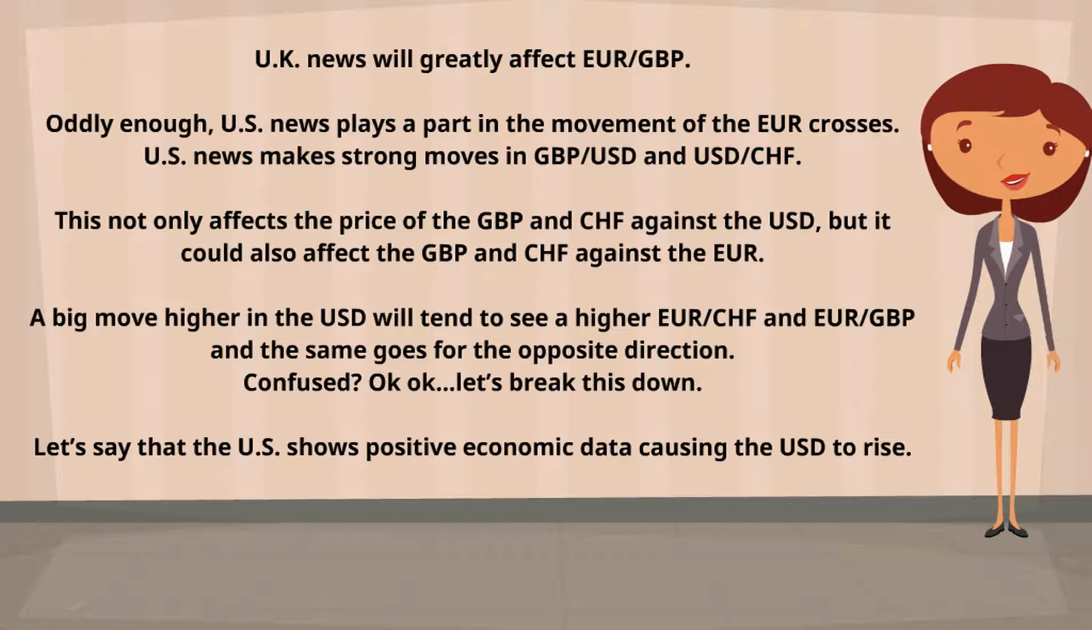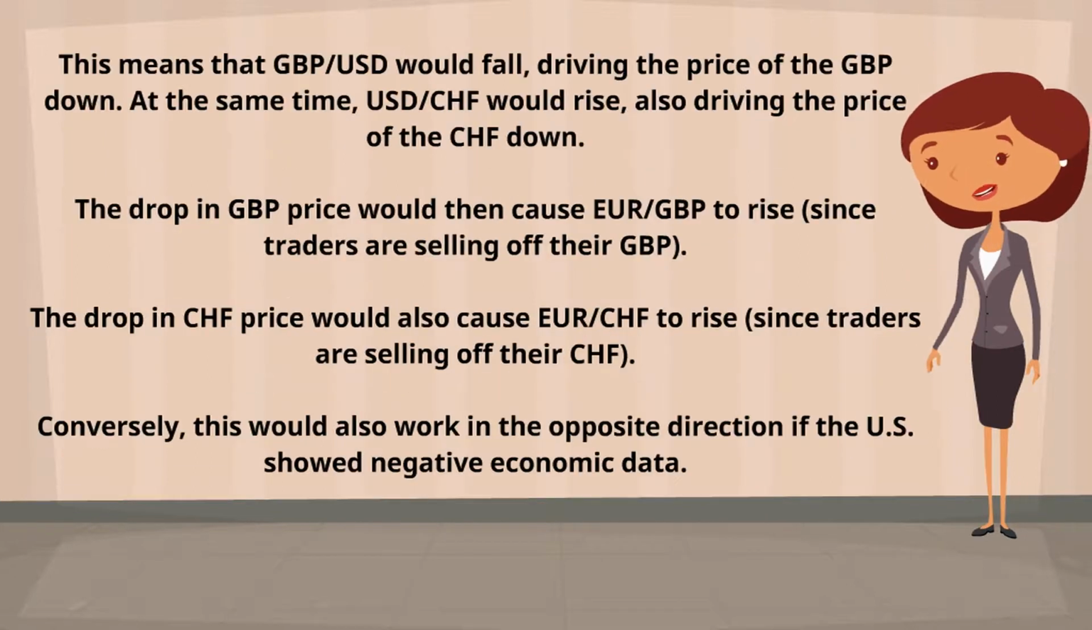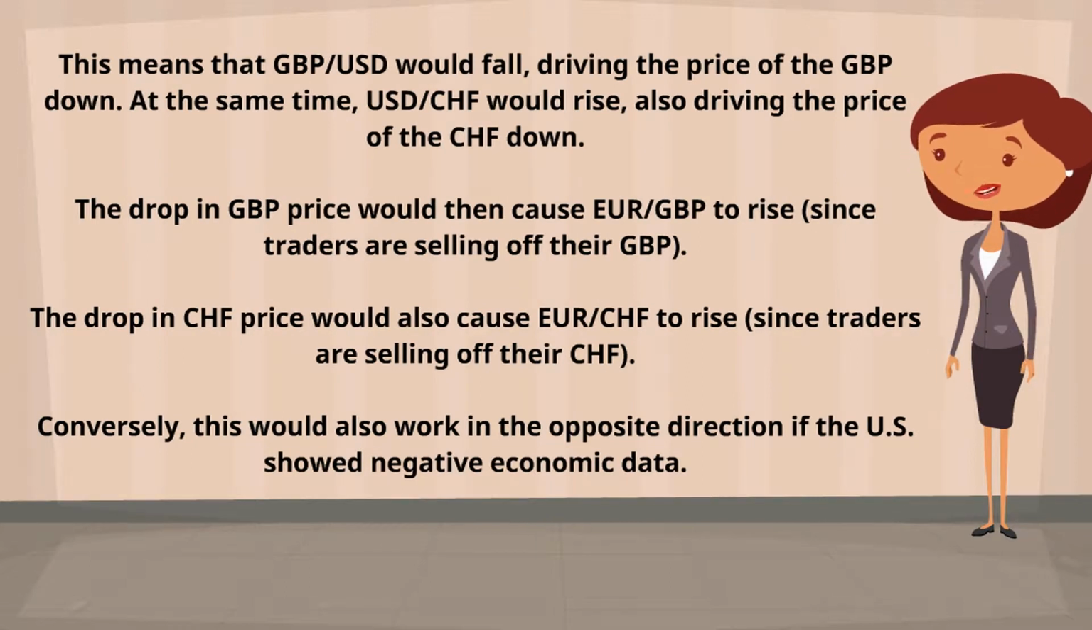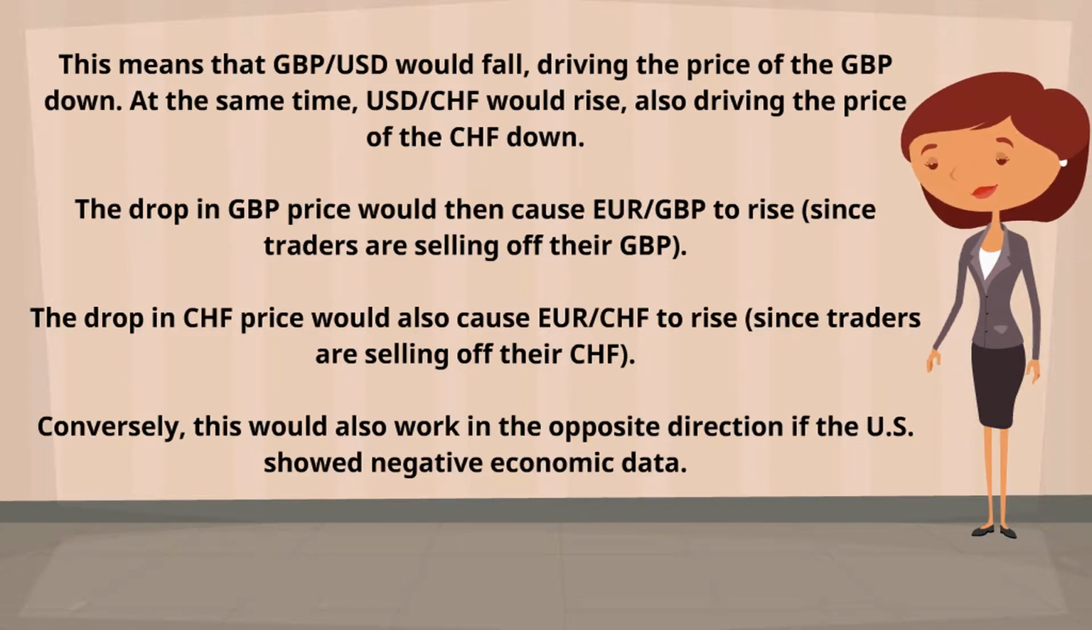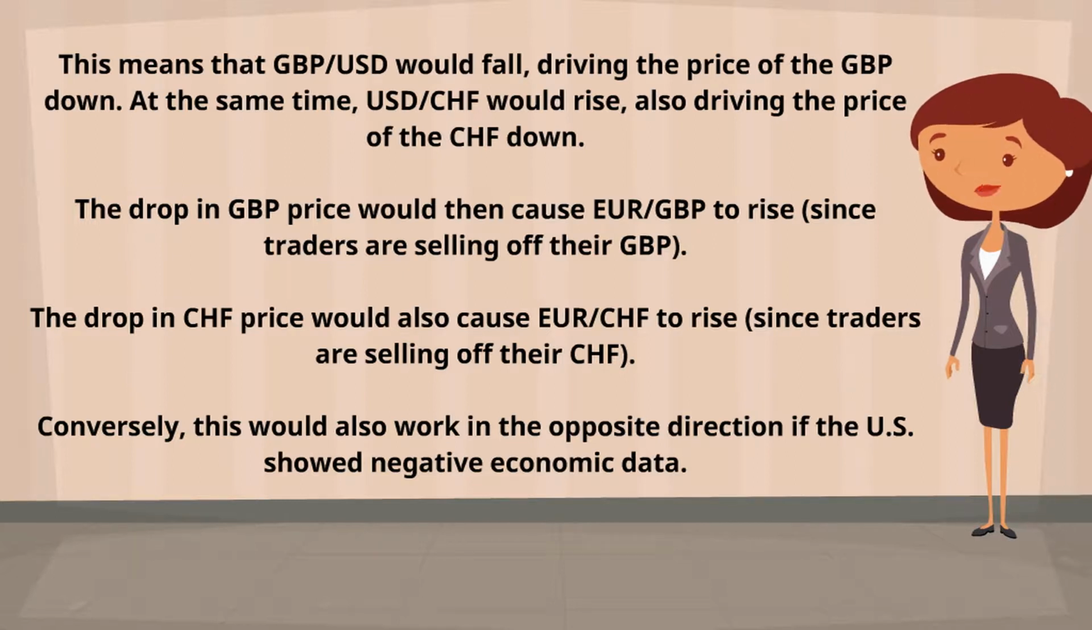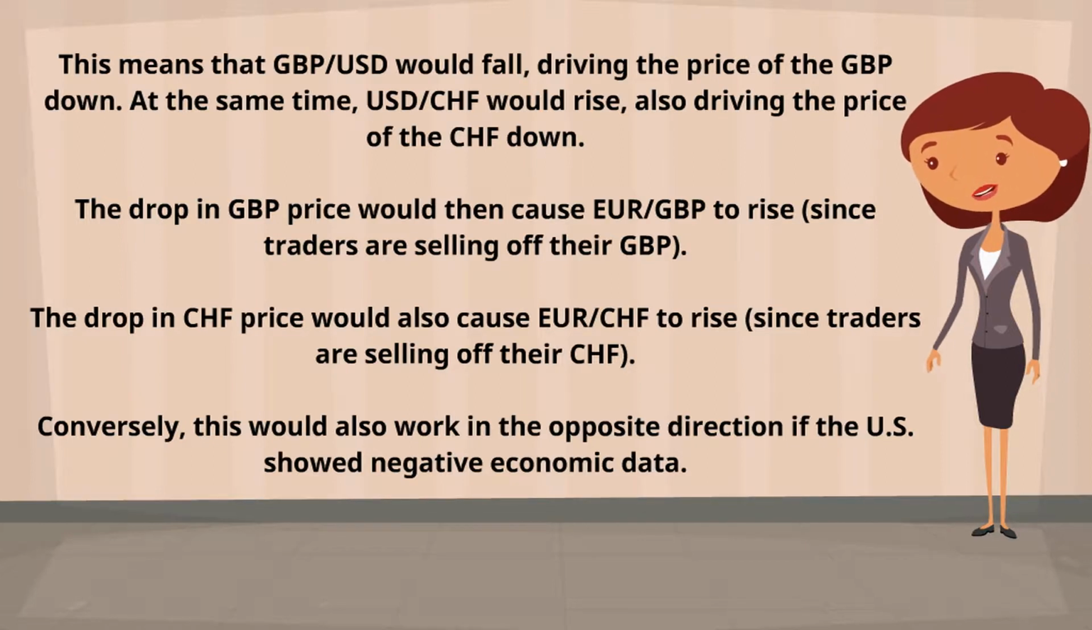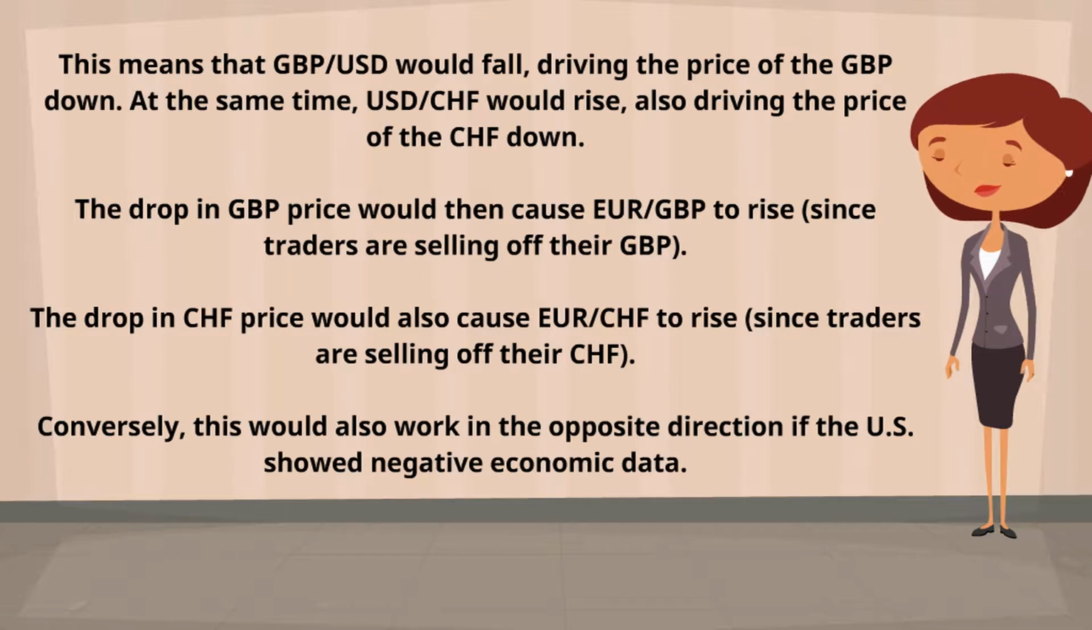Let's say that the US shows positive economic data causing the USD to rise. This means that pound sterling to US dollar would fall, driving the price of the GBP down. At the same time, US dollar to Swiss franc would rise, also driving the price of the CHF down. The drop in GBP price would then cause euro to pound sterling to rise, since traders are selling off their GBP. The drop in CHF price would also cause euro to Swiss franc to rise, since traders are selling off their CHF. Conversely, this would also work in the opposite direction if the US showed negative economic data.